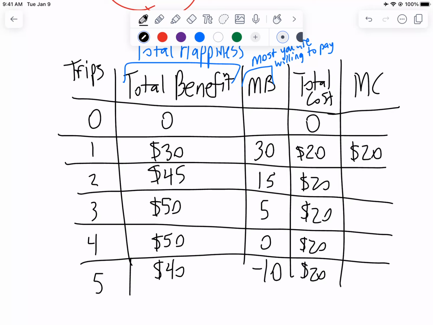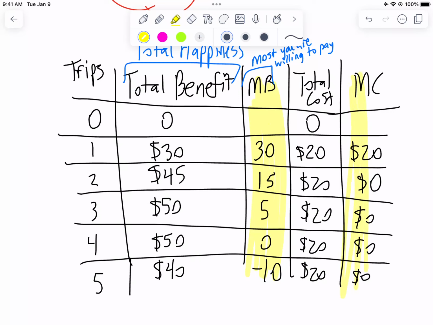But the marginal cost of the second trip is 0. So marginal cost is 0 all the way down, just like a buffet. They're not going to charge you to go up to the line again, so it's just $0. So in this example, we have to look at the marginal benefits and the marginal cost.